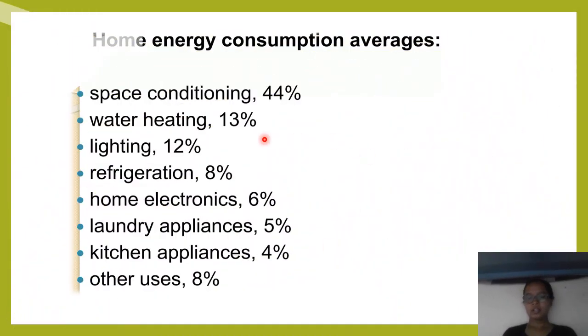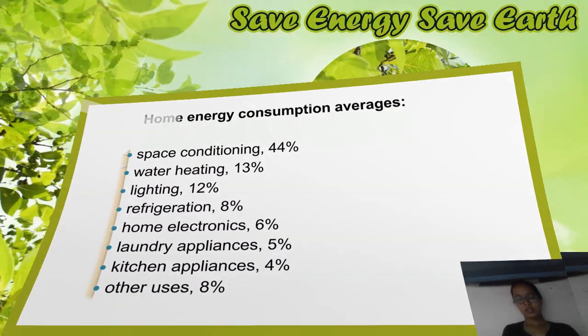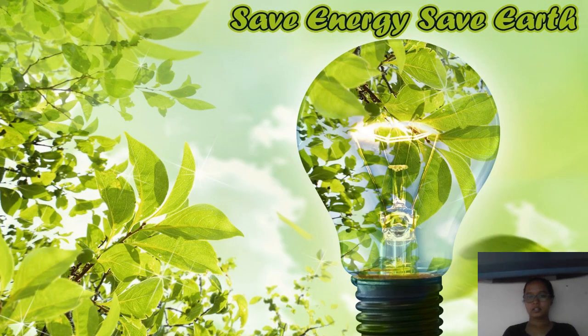Home energy consumption averages are: space conditioning 44%, water heating 13%, lighting 12%, refrigerator 8%, home electronics 6%, laundry appliances 5%, kitchen appliances 4%, and other uses 8%. Please save energy and save the earth, and that's how we can conserve energy.